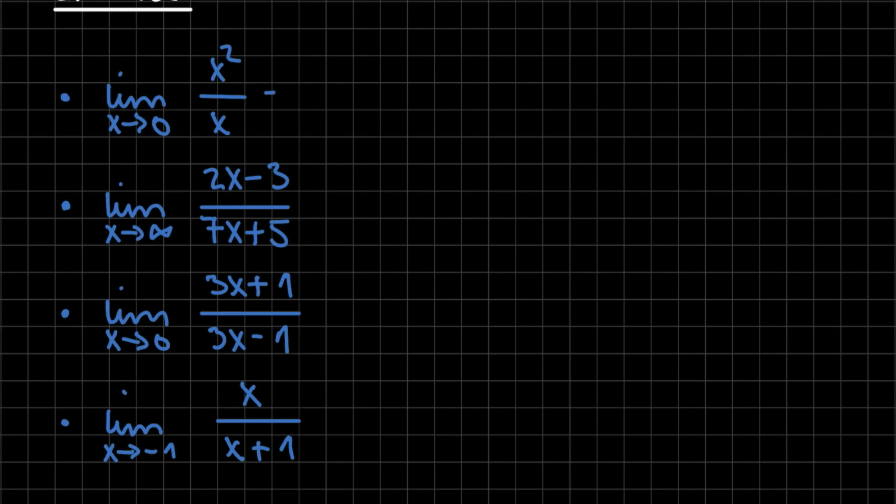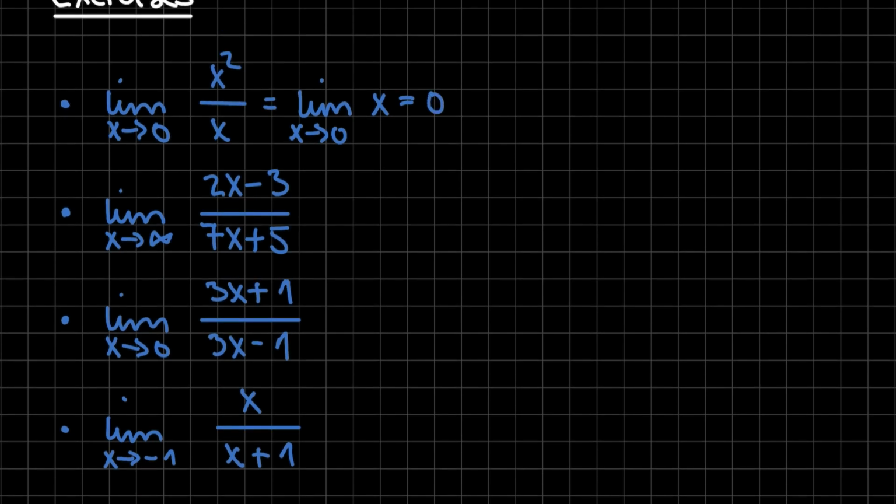So we have the limit as x tends to 0 of x squared over x. Here we can just use exponent laws to simplify this simply to the limit as x tends to 0 of x, and that is just 0 by direct substitution. We can't do direct substitution originally because we would have 0 in the denominator.